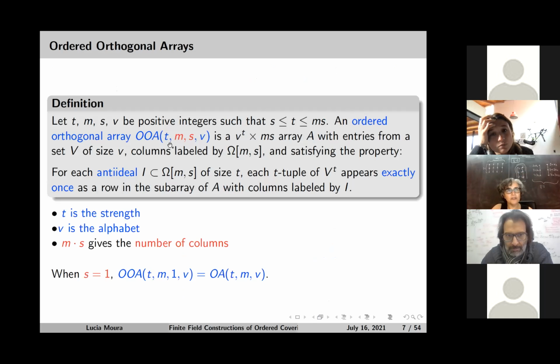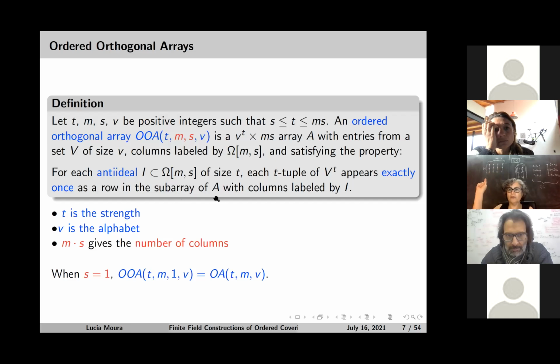So again, I have the strength t and symbol set V. My number of columns K is going to be M times S, but the M and S will be important here. They give me the poset Omega M,S. So if I pick an anti-ideal on the poset and look at the submatrix whose columns are labeled by those, so I get a subarray of A indexed by the anti-ideal of the poset, I must find every t-tuple of the alphabet exactly once.